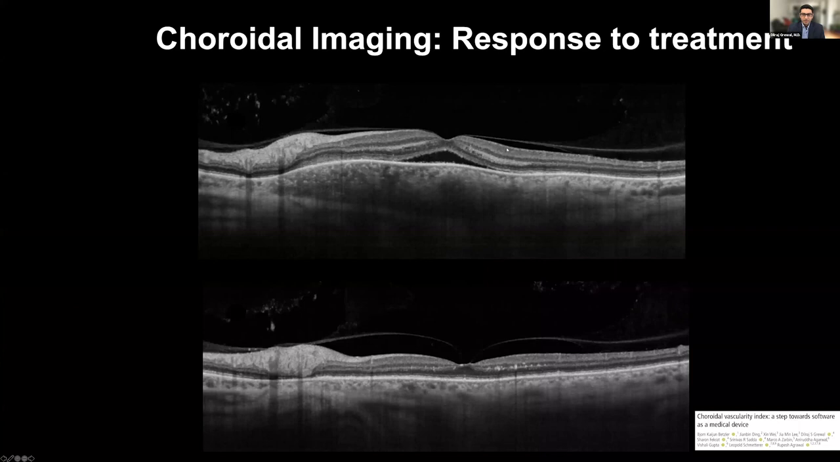So you can see here in a patient with posterior scleritis that on presentation there is subretinal fluid and massive thickening of the choroid with increased vascularity. And after initiation of immunosuppression, there is resolution of the subretinal fluid, restoration of the outer layers, as well as normalization of the choroidal thickness and vascularity. And as our software analysis improves, we may be able to use these metrics in routine clinical care as well.